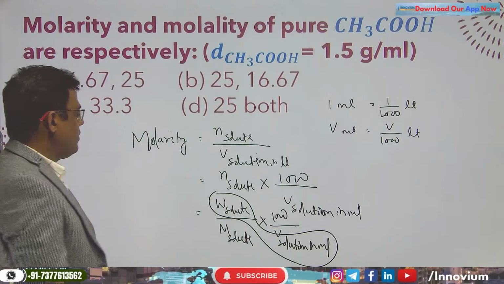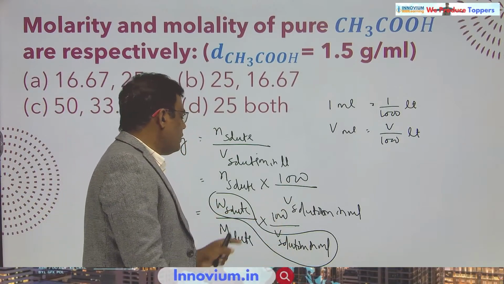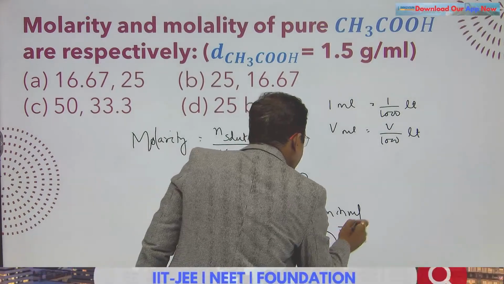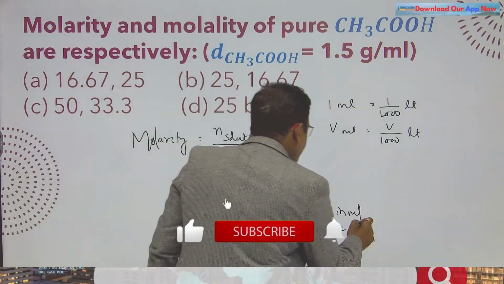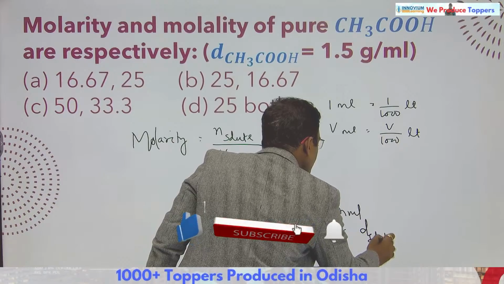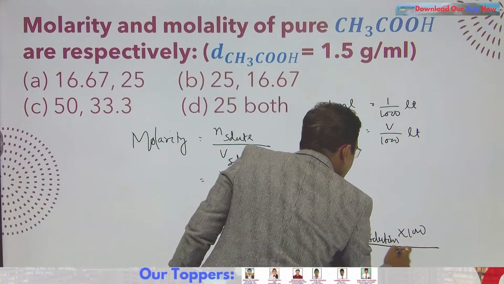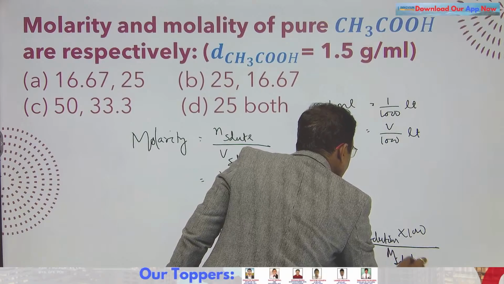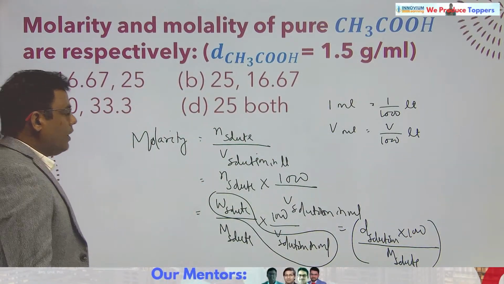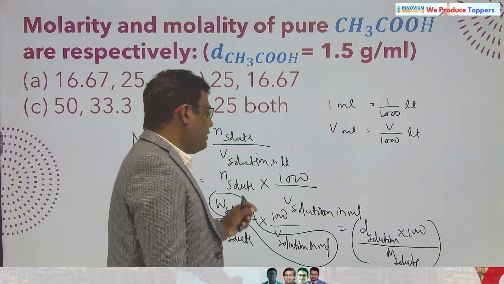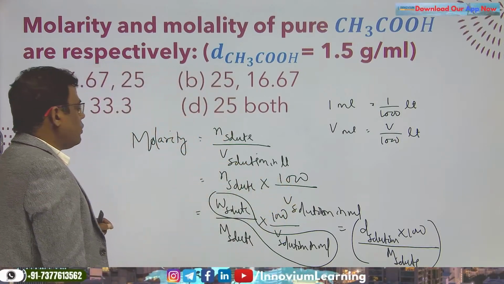Tell me, this one, W solute by volume of solution. What does it represent? It represents the density of solution. So density of solution into 1000 by molar mass of solute. This is the expression for molarity. Whenever density data is given, how can you find out molarity?